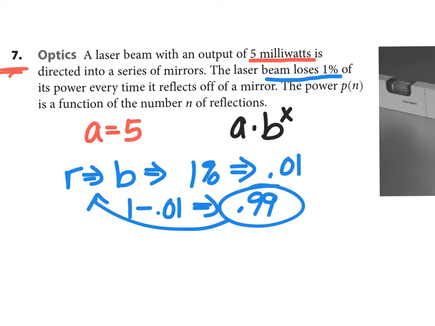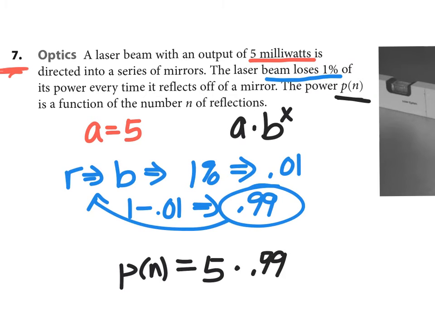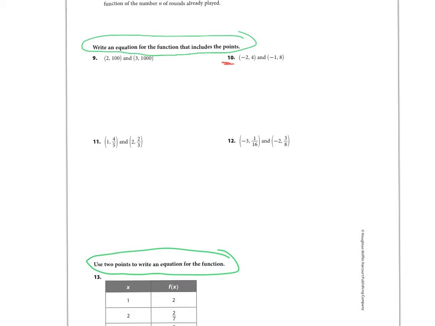So this time they want us to use it as P of n. So P of n equals A, our A is 5, times B, which is 0.99, to the n power, because it's using n. So there's our function for this particular problem. Okay, let's go to the next.